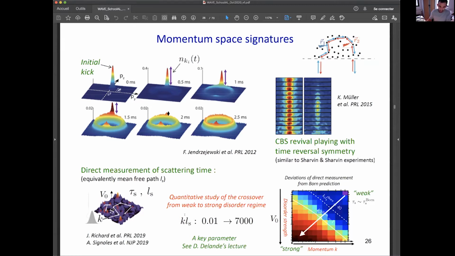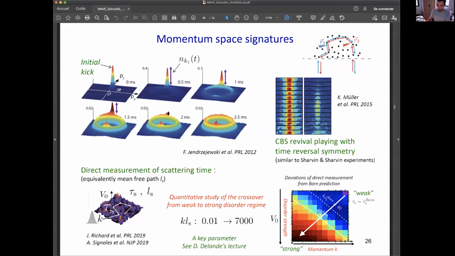And with that, we have probed the crossover from weak to strong disorder regime. If you remember what was said by Dominique, to probe this, the important quantity is the dimensionless number k l_S. If k l_S is larger than 1, then you expect the weak disorder regime, and when it's below 1, you expect strong disorder. So you see that we could span well across this regime, by around 5 orders of magnitude. So this is how the experiment looks like.